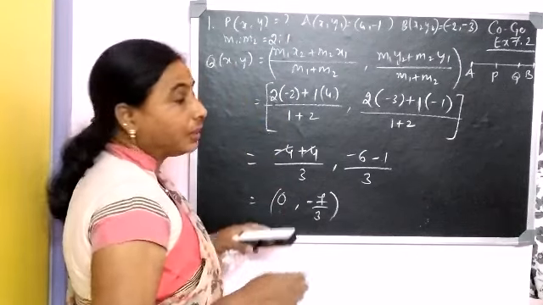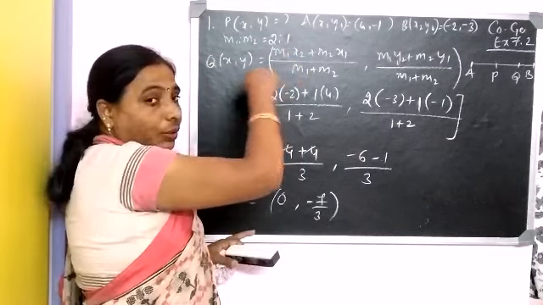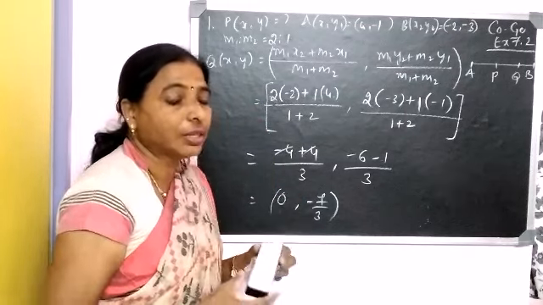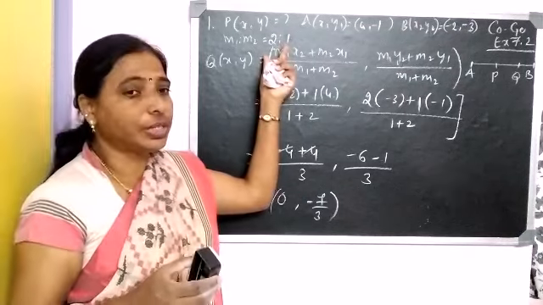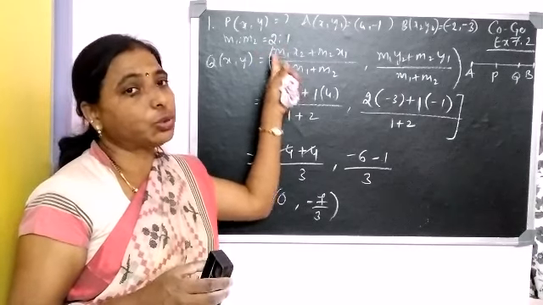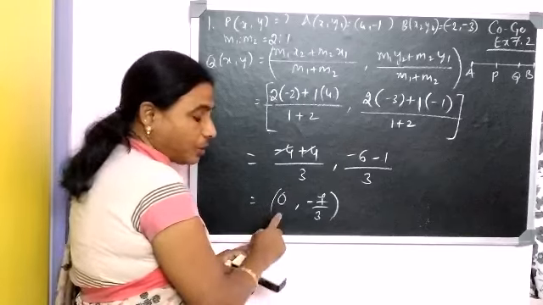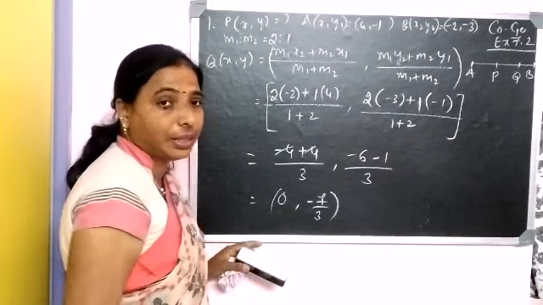That means that time it was 1:2, and now it is 2:1. We just have to change it: 1 becomes 2, 2 becomes 1. And the value here, the Q of xy, will be 0, comma, minus 7 by 3.